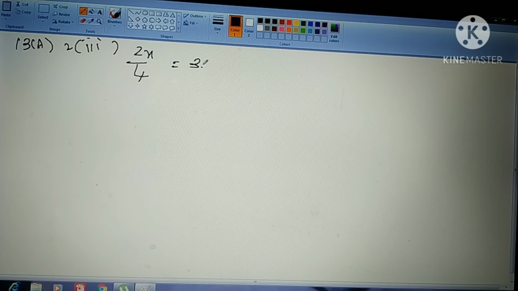Here 2x by 4 equal to 3, that is what they have given. Now what to do? We have to eliminate this 4, that is 2 by 4. First we will eliminate this 4. Or you can simplify this one and then do the usual process here. To eliminate this 4, what to do? We have to multiply with 4 or simply cancel this one. 2 ones are 2, 2 twos are 4. What do you get here? x by 2 equal to 3.